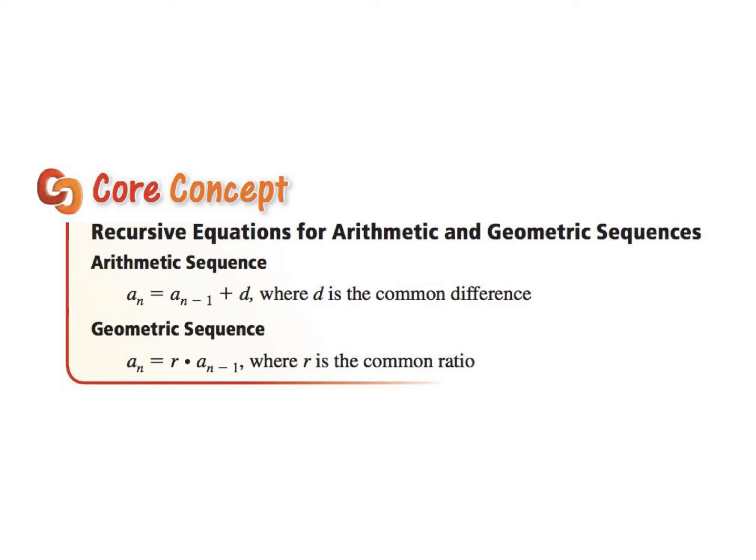So in that example I had you guys do on your own, it was minus 7. So you'd be subtracting 7 each time you look at the prior output. Now for a geometric, it's r times a of n minus 1, where r is your common ratio. So you'll be multiplying your output each time.